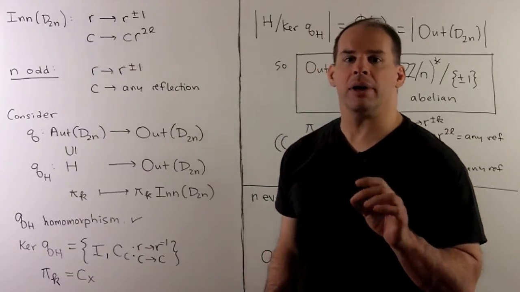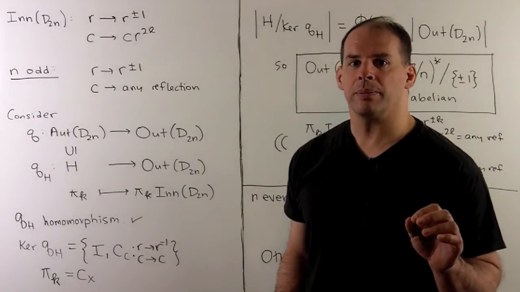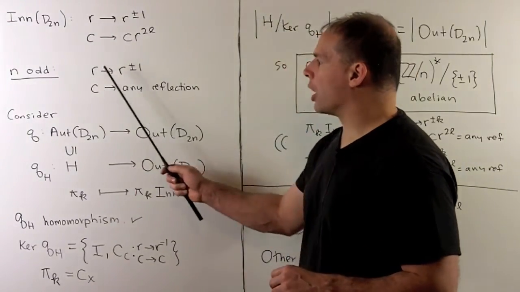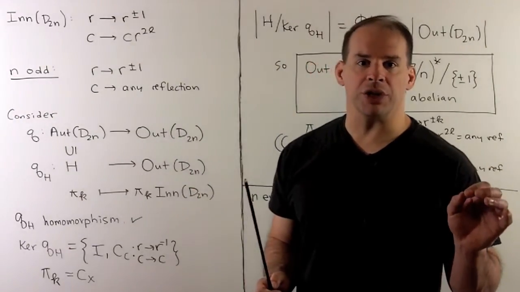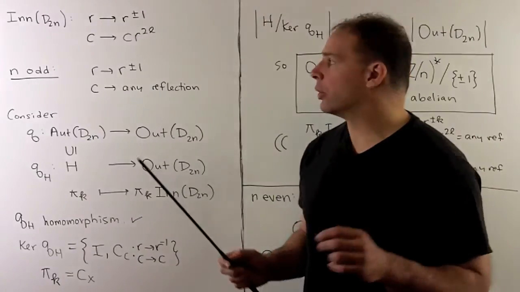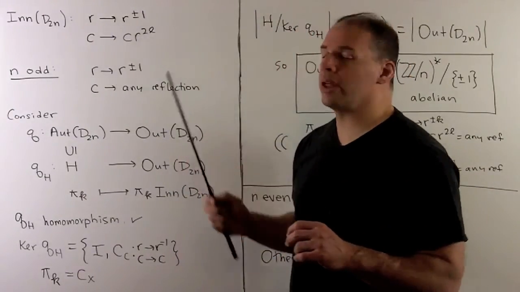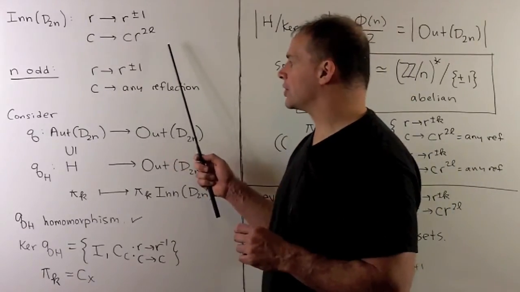To compute Out of D2n, let's first consider the case when n is odd. Then, the inner automorphisms are all of the form: r goes to r or r inverse. c can go to any reflection. That follows because, since n is odd, r to the 2l is going to sweep out all the rotations, so we'll get all reflections.